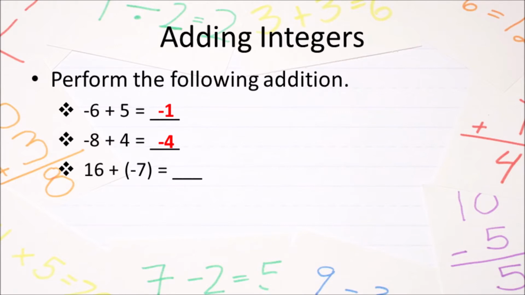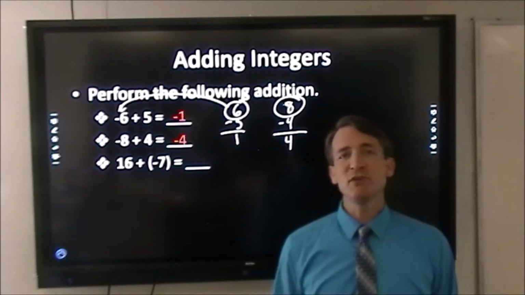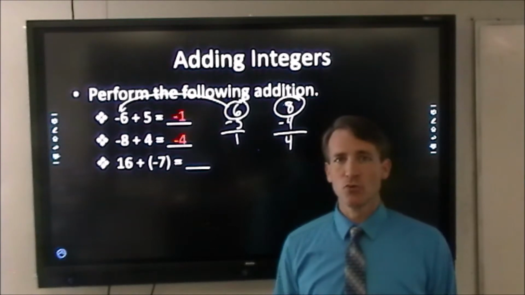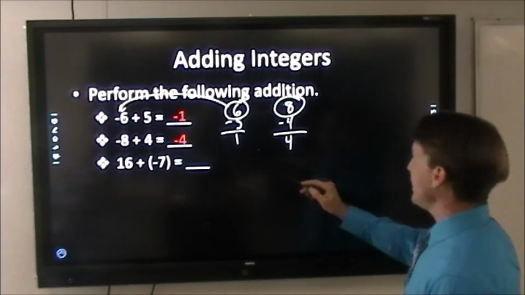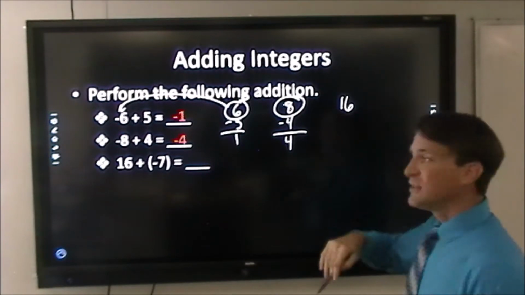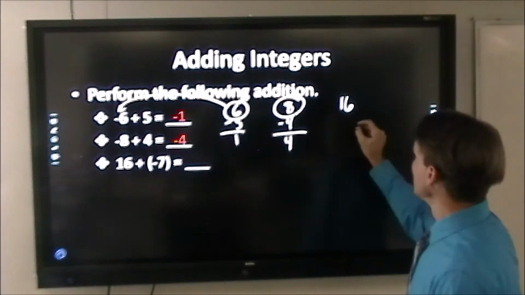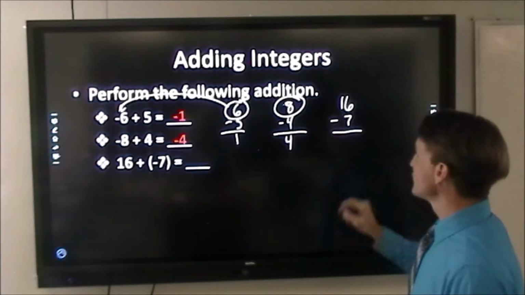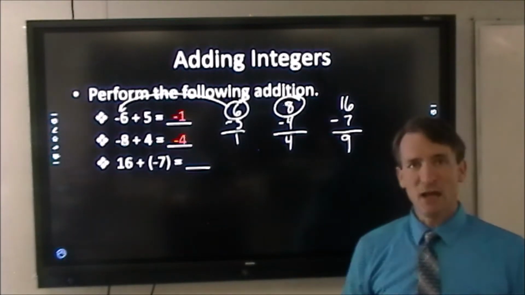16 plus a negative 7. Many people just think of this as 16 minus 7, and that's fine, you'll get the same answer. However, it can be tricky, so I'm going to go through the rules once again. So we have 16 and negative 7. The absolute value of 16 is 16. The absolute value of negative 7 is 7. I'm going to find the difference of those two numbers, which is 9.